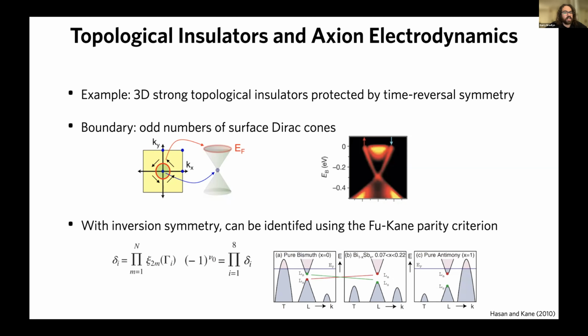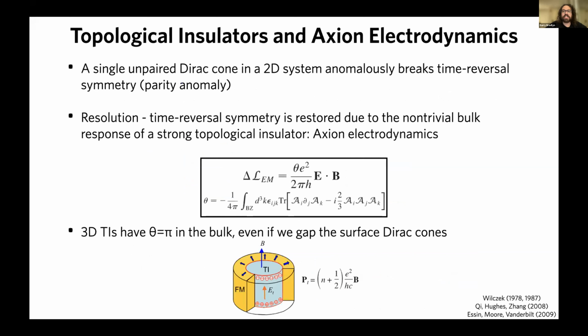Now, this surface Dirac cone characterization is nice, but how can we know from the surface what's going on in the bulk? The issue is, if you have a single unpaired Dirac cone in a two-dimensional system, this suffers from what's known as the parity anomaly. Even though the Hamiltonian for this 2D Dirac cone looks like it's time reversal symmetric, you can't regularize the system in any way that preserves time reversal symmetry in 2 dimensions. But the surface of a 3D TI certainly has time reversal symmetry.